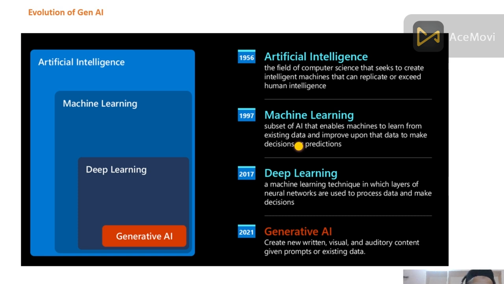So it's a subset of AI that enables machines to learn from existing data and improve upon that data to make decisions or predictions. And then there is deep learning, developed in the year 2017, a machine learning technique in which layers of neural networks are used to process data and make decisions. And then generative AI, the landmark year 2021, that gave birth to this amazing and powerful technology that can create new written, visual, and auditory content given prompts or existing data. So this is the evolution of Gen AI.